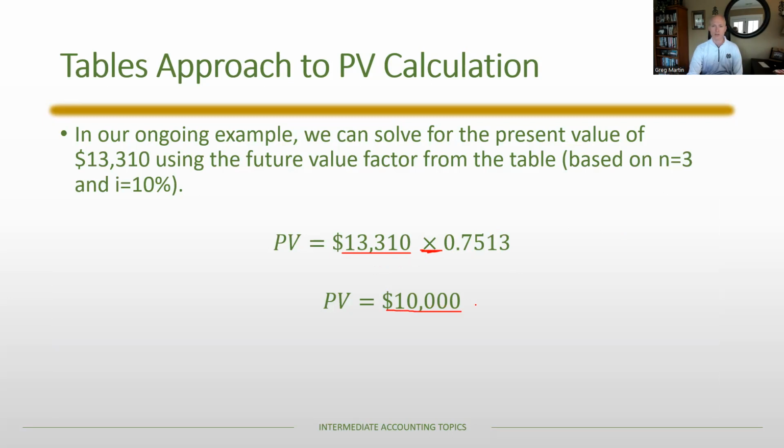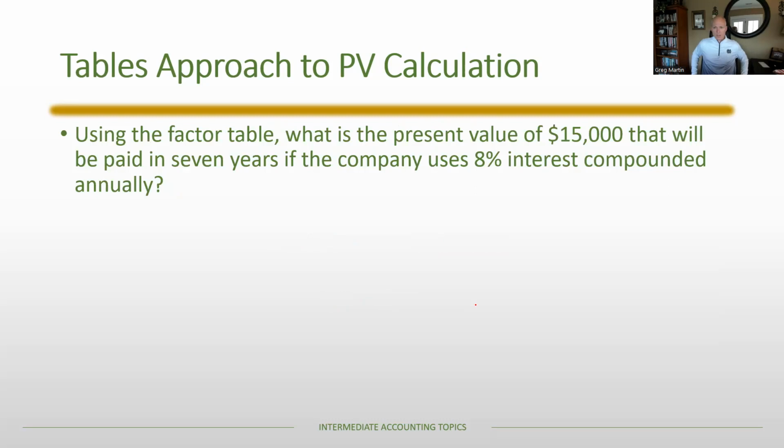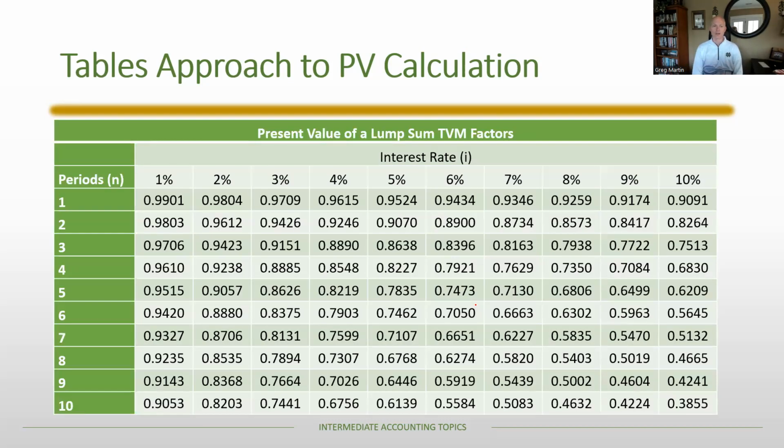All right, so this next one, I want you to try to do on your own. So we want to know, what is the present value of $15,000 that will be paid in 7 years if the company uses 8% interest compounded annually? So we're trying to figure out, okay, what would the present value of that be? And so again, 7 years, 8%. And so looking at our table, again, 7 years, 8%. In your mind, kind of focus in on the factor that we'd use. If you need to pause it to solve it, please do so. Hit pause and then we'll pick it up.